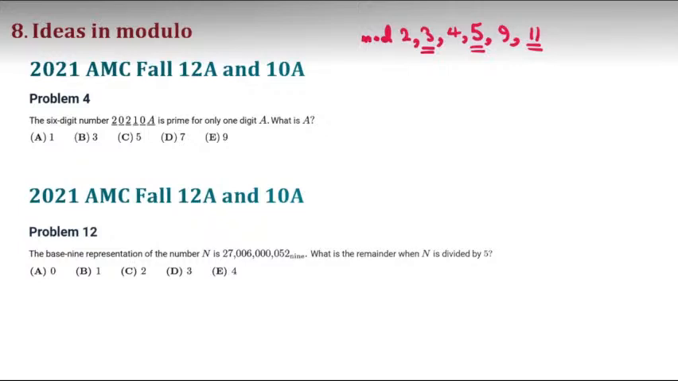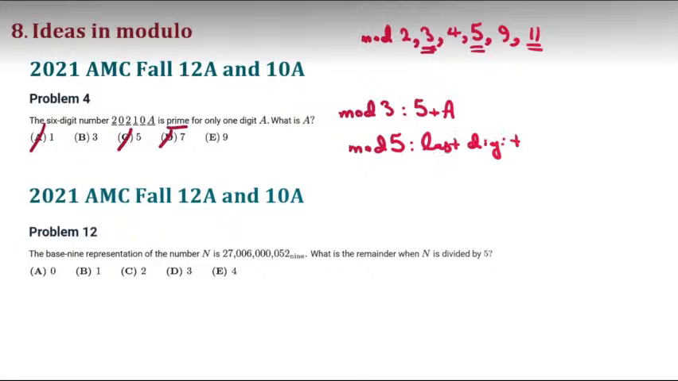So if you consider mod 3, the sum of the digits shouldn't be a multiple of 3, because if it is a multiple of 3, it is not prime. But this number obviously is greater than 3. So let's consider mod 3 first. The sum of the digits is 2 plus 2 plus 1, 5 plus A. It shouldn't be a multiple of 3. So we can cancel A, because 5 plus 1 is 6. We can cancel D. 5 plus 7, 12. If we consider mod 5, the last digit is important. So by mod 5, C will be rejected.